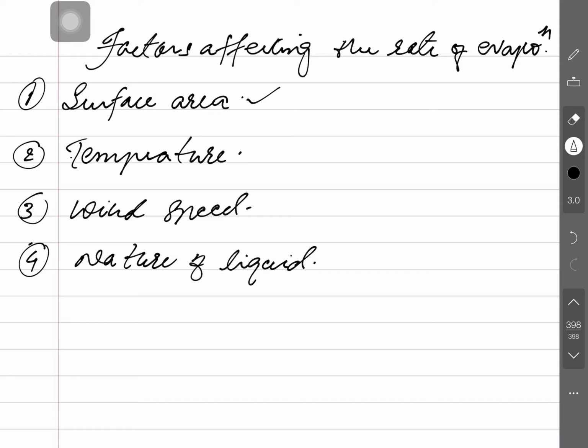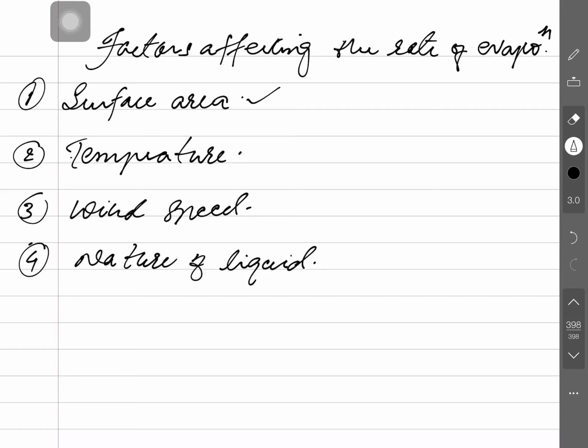So, next is temperature. Very little evaporation takes place in cold countries and at low temperature. The higher the temperature, the higher the rate, because it will increase the kinetic energy of the molecules. You just understand here, kinetic energy means when heat is given, the temperature of the substance or liquid rises, then liquid molecules come into motion faster than before. So, higher temperature will increase the rate of evaporation.